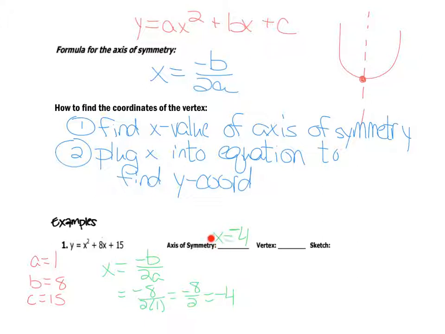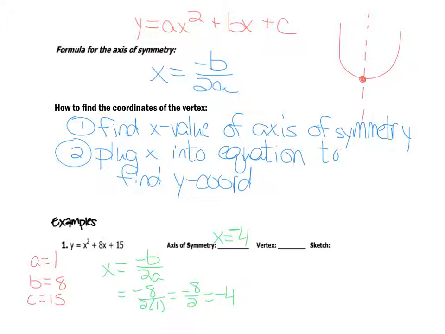You've got to have the x equals. The axis of symmetry is a vertical line, so it has an equation. The equation of a vertical line is x equals something. Remember, x equals, so that x has got to be there. If not, you've missed something, okay?